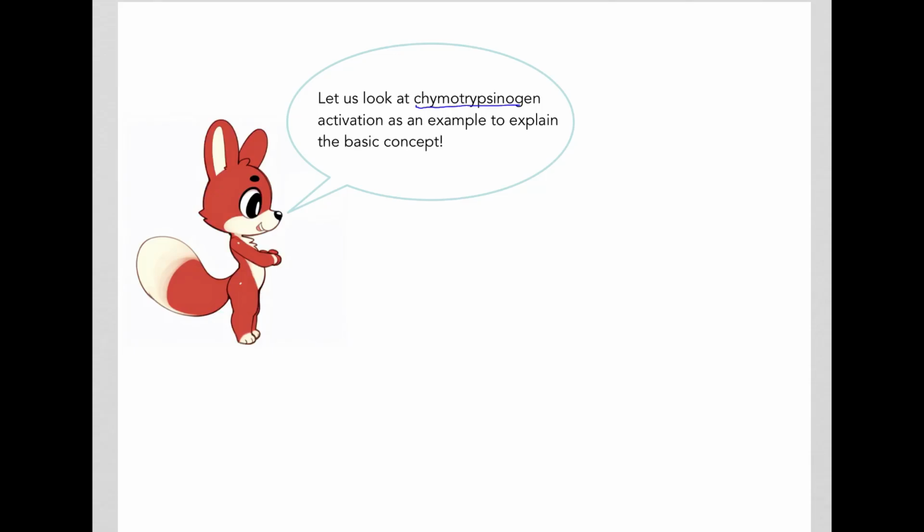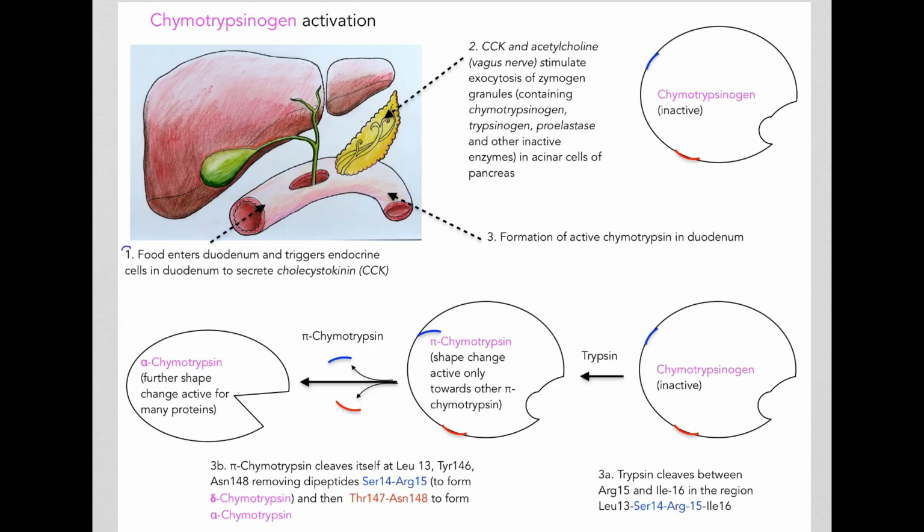Let us look at an example, chymotrypsinogen activation, to explain this basic concept of activating a zymogen into an active enzyme. So when food enters the small intestine, the duodenum, this triggers the endocrine cells in the small intestine to secrete the hormone called cholecystokinin or CCK. The CCK as well as the vagus nerve will then stimulate the acinar cells to secrete, via exocytosis, the zymogen granules that contain all these zymogens such as chymotrypsinogen as well as trypsinogen, and these zymogens will be released into the small intestine.